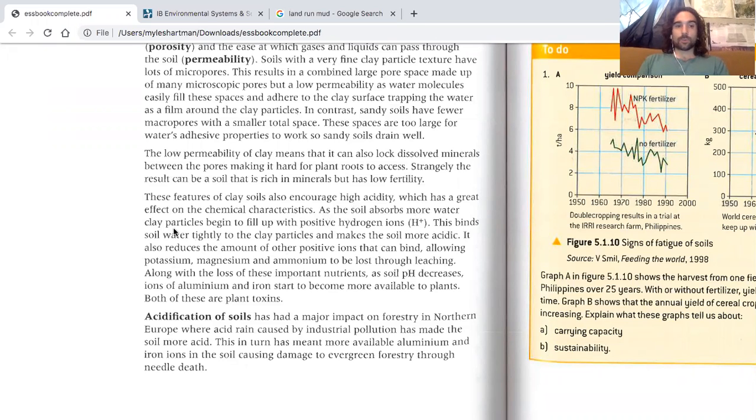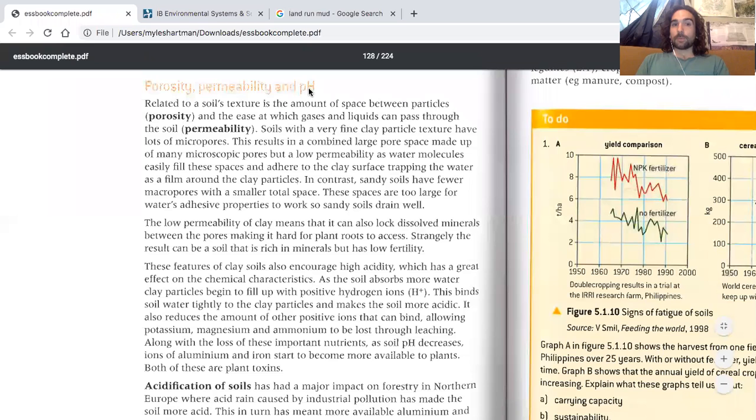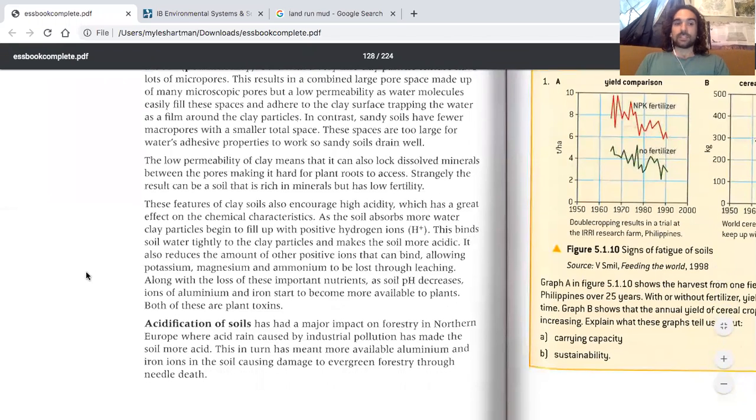So as soil absorbs more water, clay particles begin to fill up with positive hydrogen ions. And remember, pH is the measurement of hydrogen ions. So this binds soil more tightly to the clay particles, making the soil even more acidic. It also reduces the amount of other positive ions it can bind.